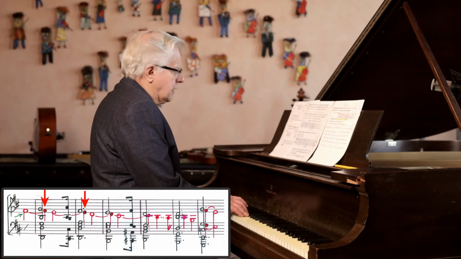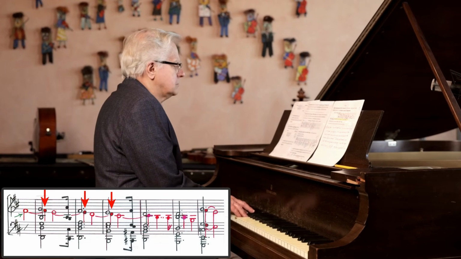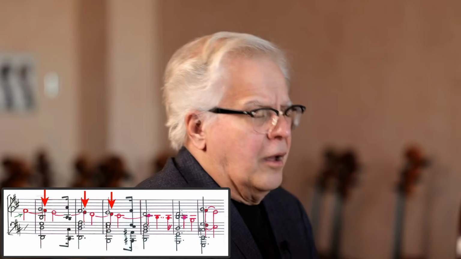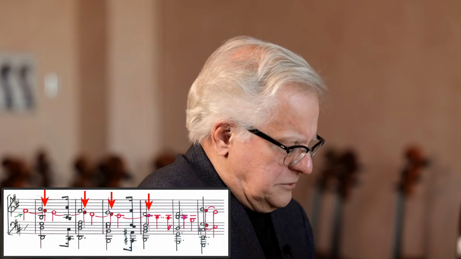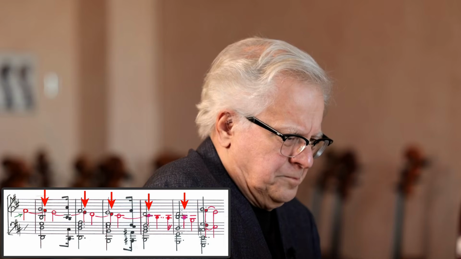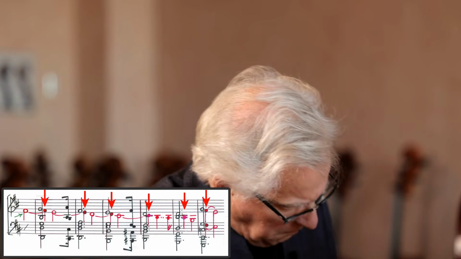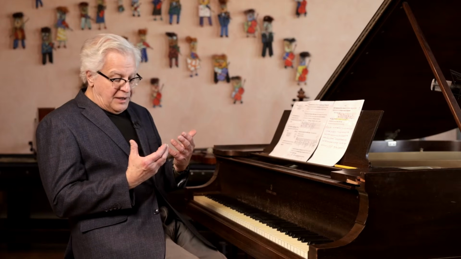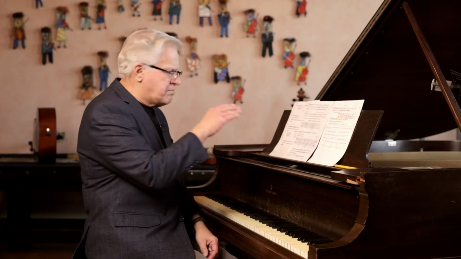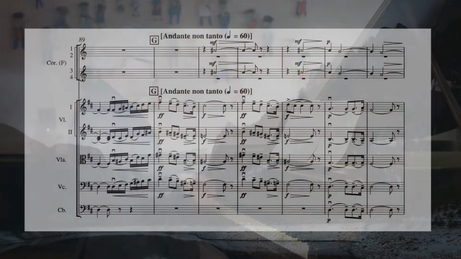Another one. Another one. And again. And finally we hear this. Oh my goodness. And if the conductor emphasizes these harmonic tension points, the true emotional impact, the pain embodied in this music is devastating.